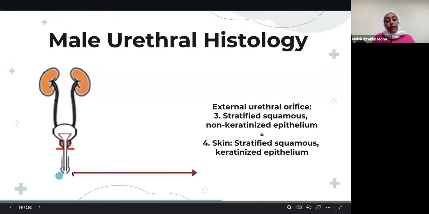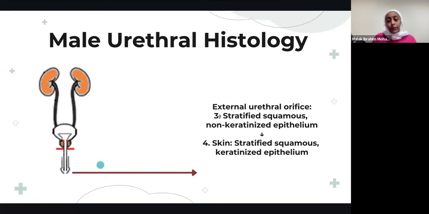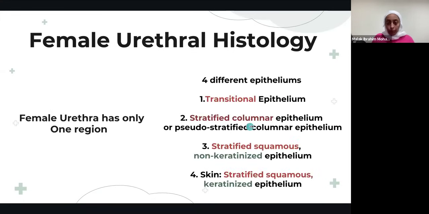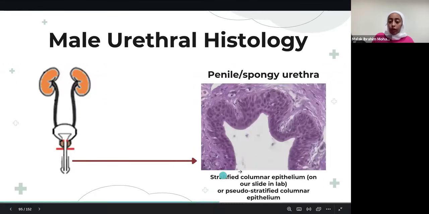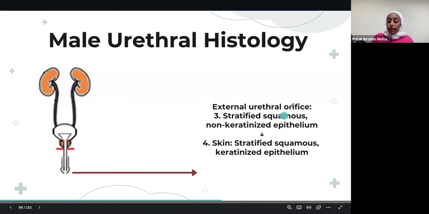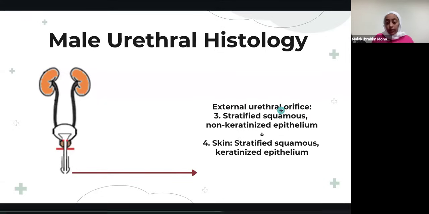Lastly, you're going to have the orifice, and this orifice is divided into two parts. The first top part, somewhere here, is going to be stratified squamous, non-keratinized. And then at the end, closer to the skin, it becomes keratinized. And it's stratified squamous. The previous ones were stratified columnar. The external urethral orifice is stratified squamous, and then it can either be non-keratinized or keratinized. Keratinized when it's closer to the skin. Okay, and that's everything about the male urethra.